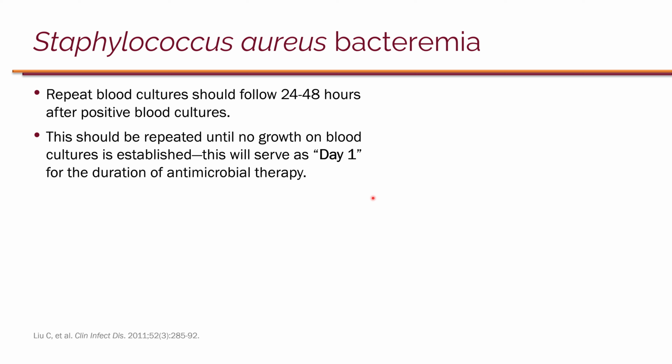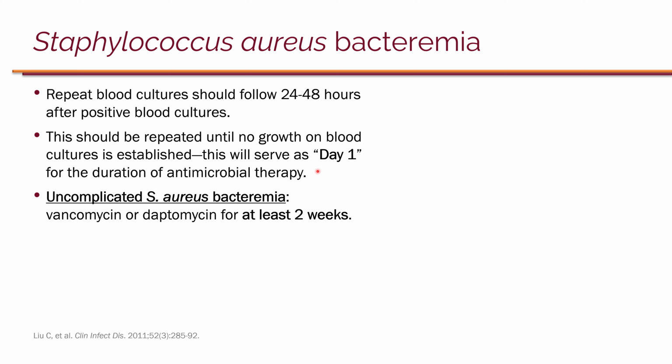So it is recommended to repeat blood cultures every 1 or 2 days until we have documentation of a negative blood culture. And in fact, for Staph aureus bacteremia, the very first negative culture marks the first day of treatment. So we actually do not count any days of antibiotics prior to that first negative culture. So if we say this patient needs this many days of treatment, day 1 is starting on the day that we have a negative culture.